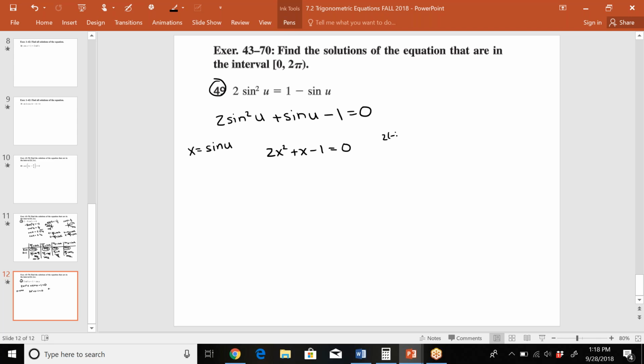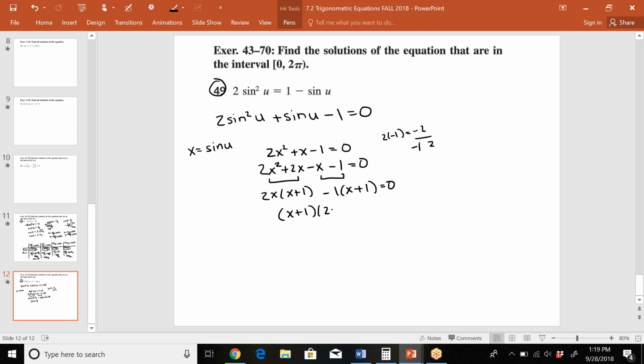Factor by grouping, so 2 times negative 1 is negative 2. Factors of that are 1 and 2. If it was a negative 1 and a positive 2, that will make a positive 1 in the middle. So we split this middle into a positive 2 and a negative 1. We factor by grouping, so that would be 2x times x plus 1, minus 1 for bringing out the leading coefficient, and that would be x plus 1. So I get an x plus 1 and a 2x minus 1 equal to 0. That's either x equals negative 1 or x equals 1/2, but x, remember, was sine u.